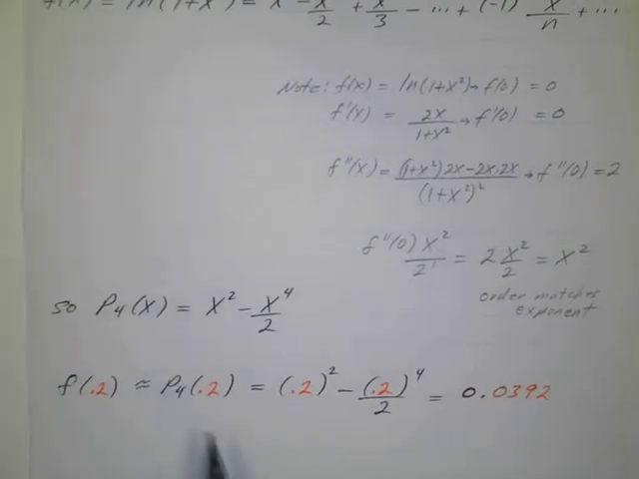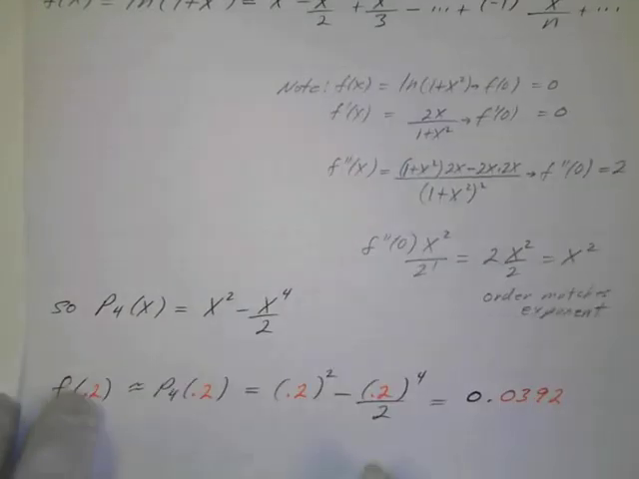F of 0.2 is approximately P sub 4 of 0.2, and then I just put in the 0.2. I could have done this easily without a calculator. Well, it wouldn't be so easy, but I would get that. But I did it with my calculator, and no problem. Okay? 0.0392. Okay? So the order did match the exponents. All right?